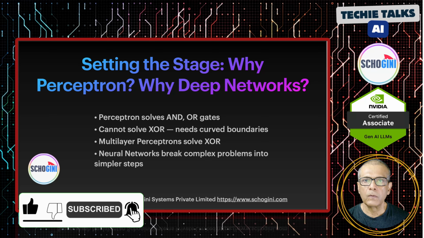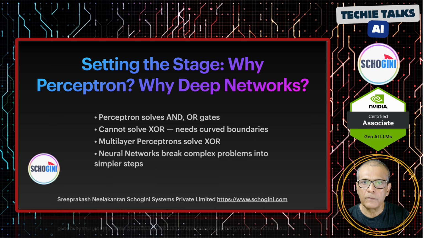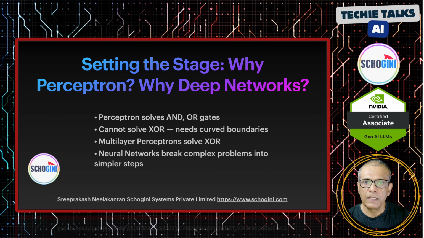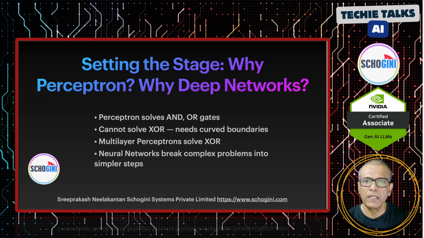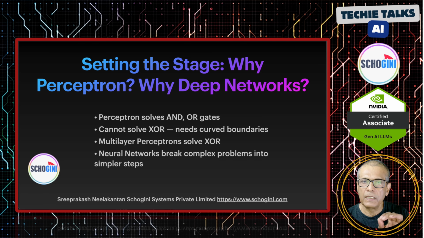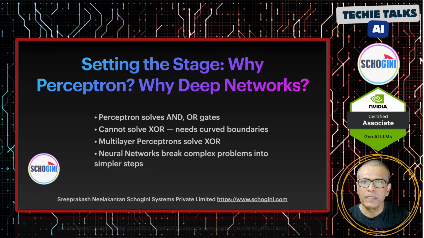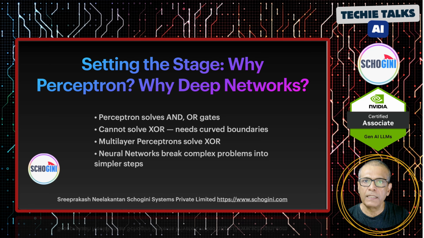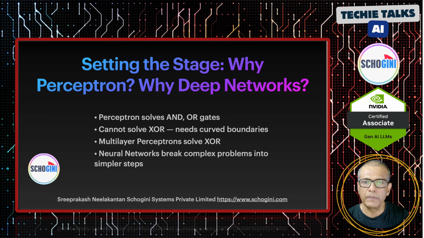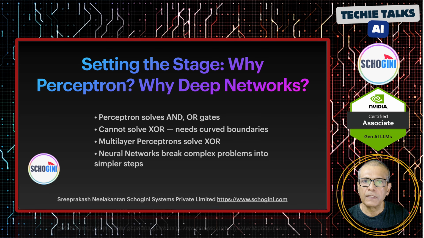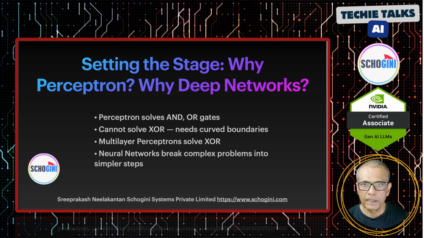Okay. So because XOR needs a curved or multi-part boundary, a single perceptron cannot simulate it. Okay. So this shows a limit. Simple models solve simple problems. To solve complex problems like XOR, we need a multi-layer perceptron or MLP, which is a deep neural network, DNN.